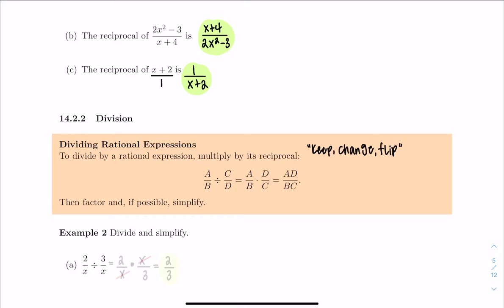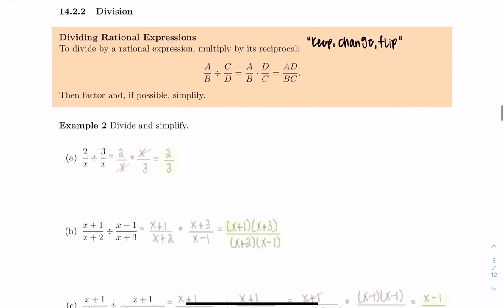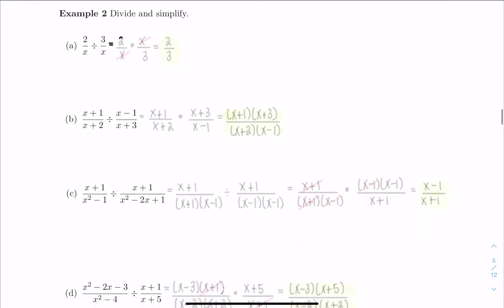So for the first one, we have 2 over x divided by 3 over x. You're going to keep the first fraction just the same, 2 over x, and then change division to multiplication, and we flip or find the reciprocal of the second one, which is just x over 3. Now from here we want to simplify. So we can cross multiply and get rid of the x's, and that's about it. And so what we're left with is just 2 over 3.